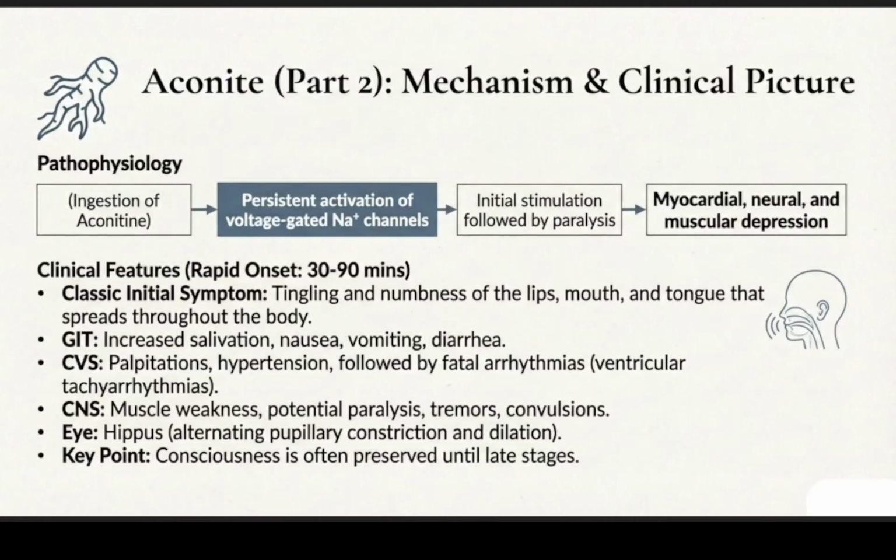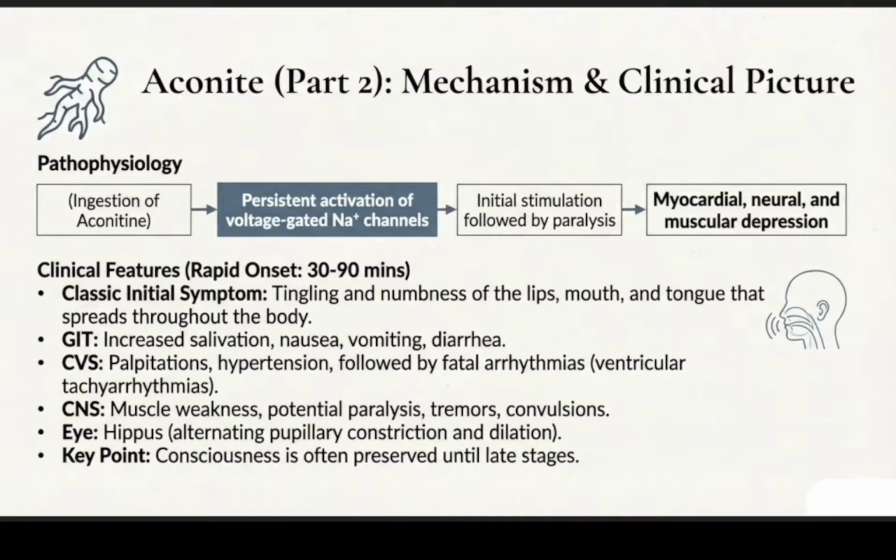Okay, there is going to be persistent activation of the voltage gated sodium channel, which is going to lead to initial stimulation followed by paralysis. Finally, we're going to get neural and muscular depression. Within 30 to 90 minutes of ingestion, we are going to get symptoms.